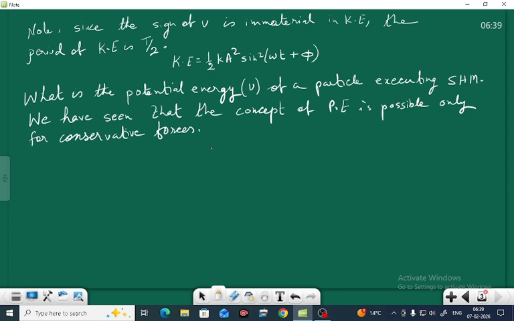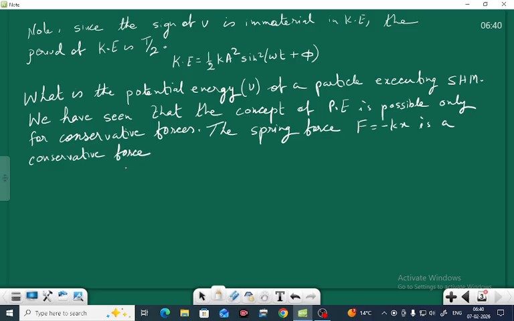The spring force F equal to minus kx is a conservative force with associated potential energy. So U is equal to half kx square.